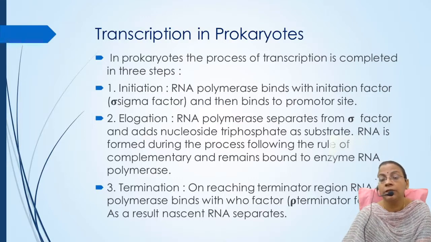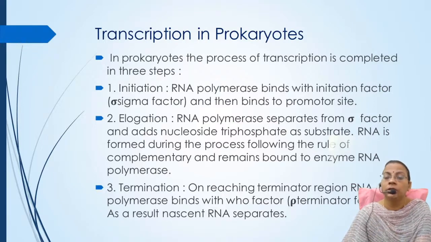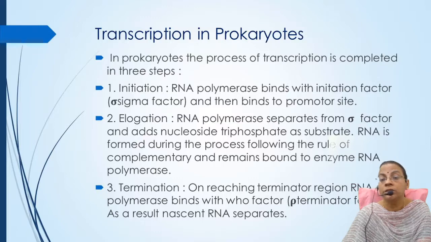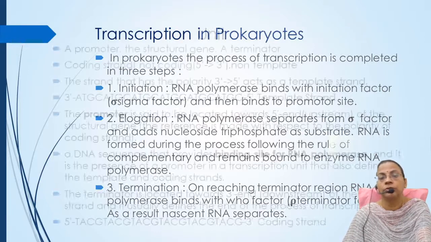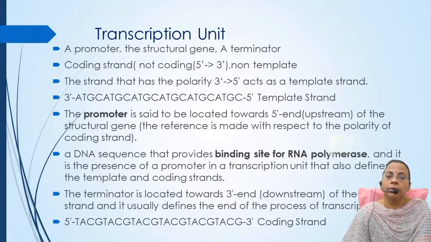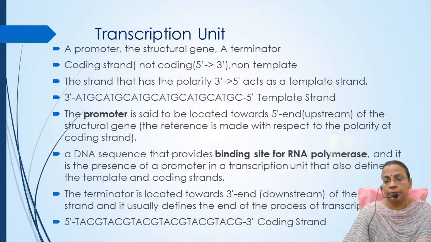So by that time we will get, within that transcription bubble, a long stretch of ribonucleotide strand, or we can say an RNA molecule. So once this Rho factor detaches, the newly formed RNA also will be peeled out of the transcription bubble, and the helix reformation will take place. So here we will move on to a little more detailed structure of the transcription unit.